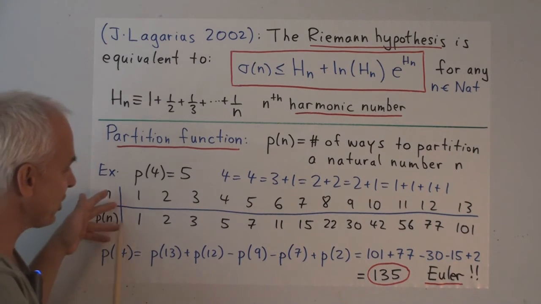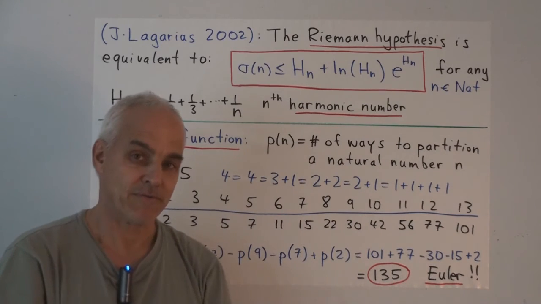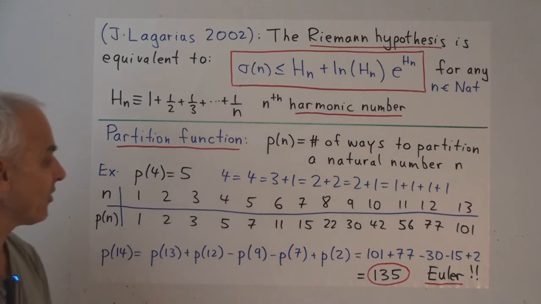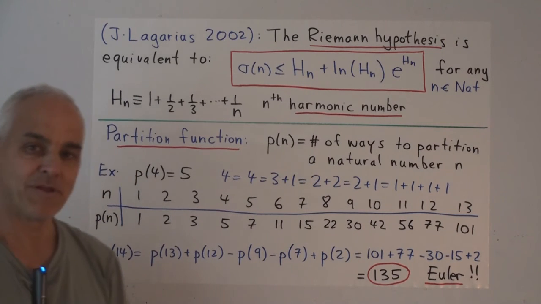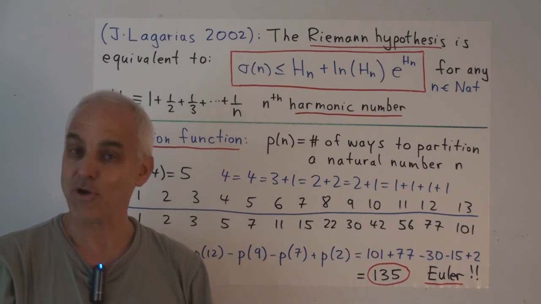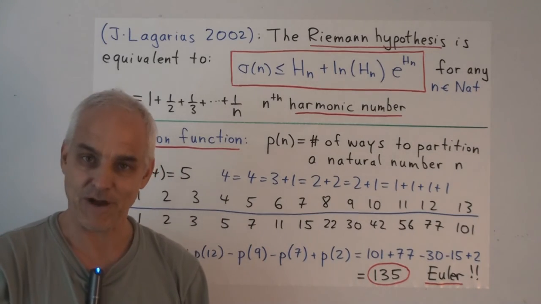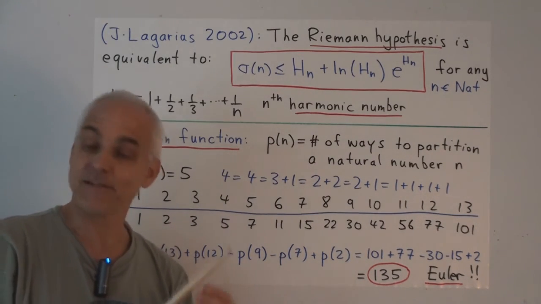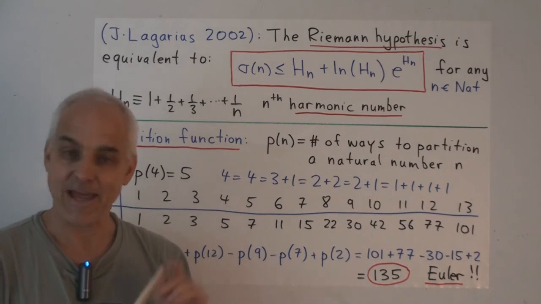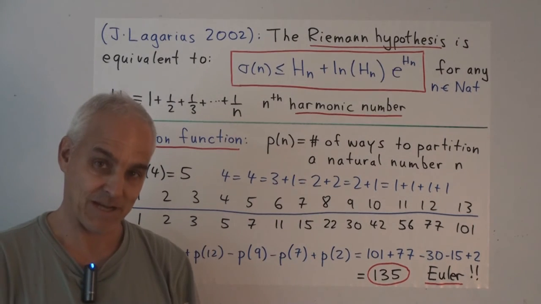This partition function is an important function in computer science and other things, and it's also rather hard to compute. Euler discovered, again, a remarkable recursive formula for the partition function. And it turns out that it's essentially exactly the same recursive formula as held for the function sigma.